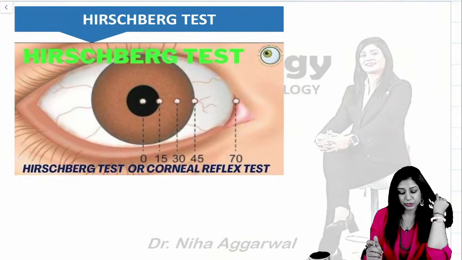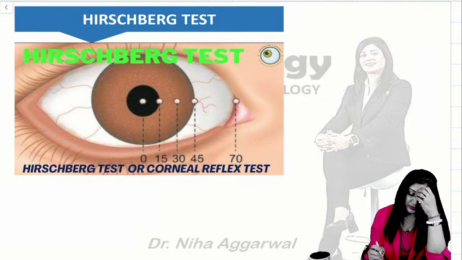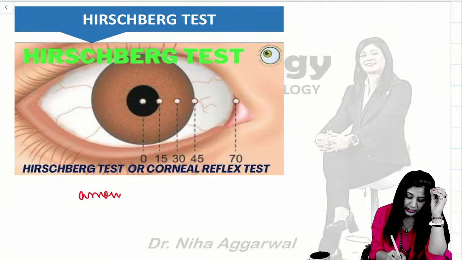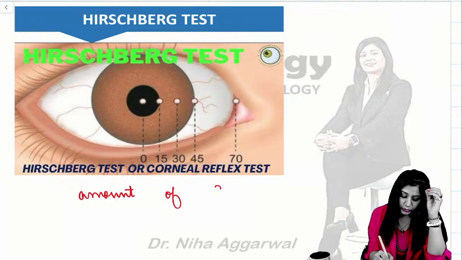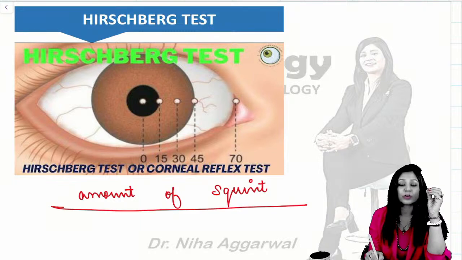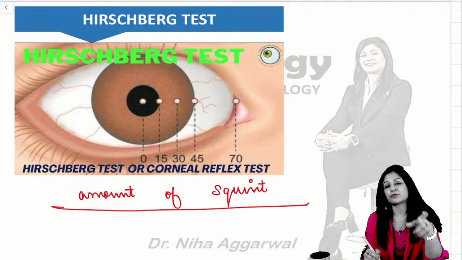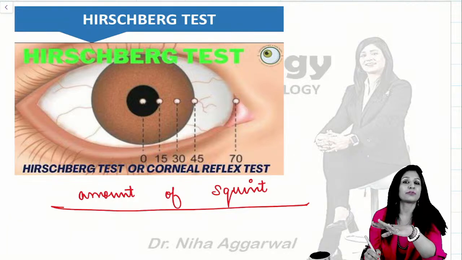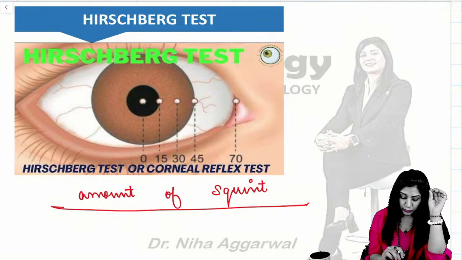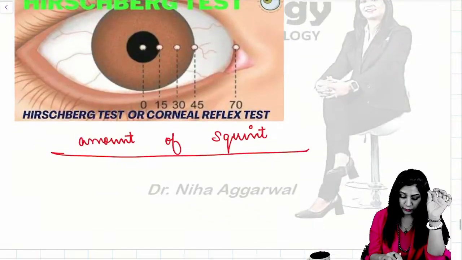Another test is the Hirschberg test. This is a corneal reflex test to find out the amount of the squint. So you should again know the name of the test and the work of this test, in order to find out roughly what the amount of squint is from the corneal reflex. Therefore, it is called the Hirschberg corneal reflex test. So you should know what this test is and what it is used for.